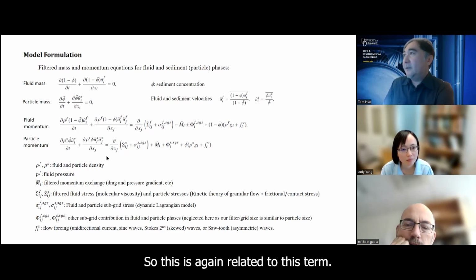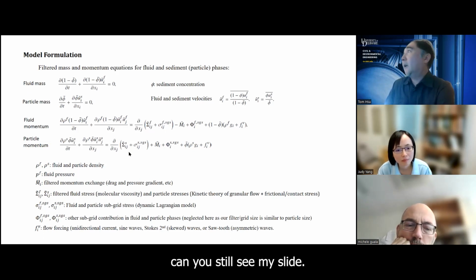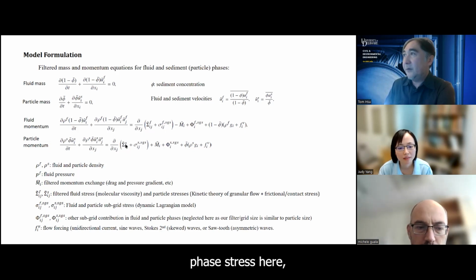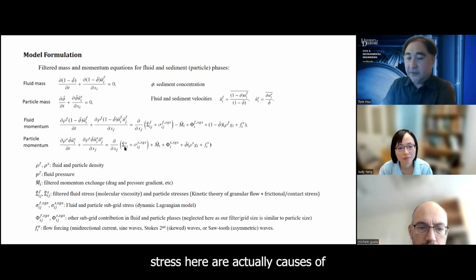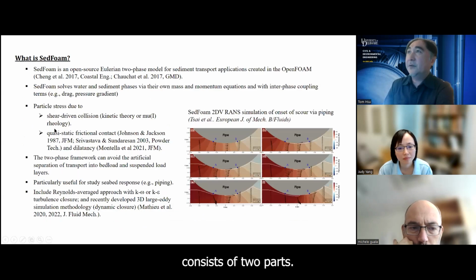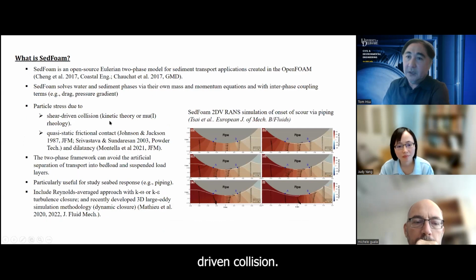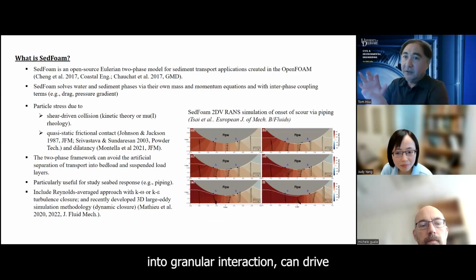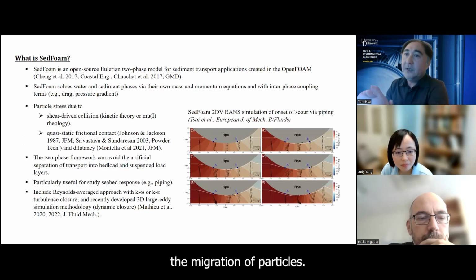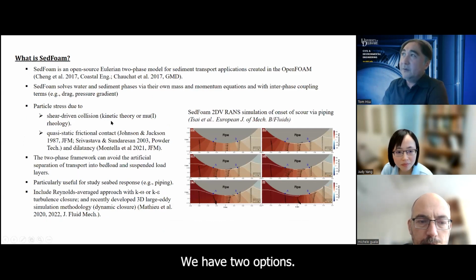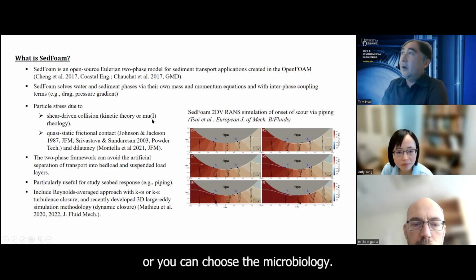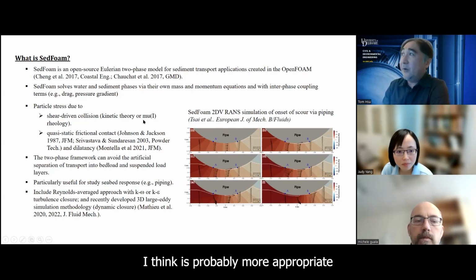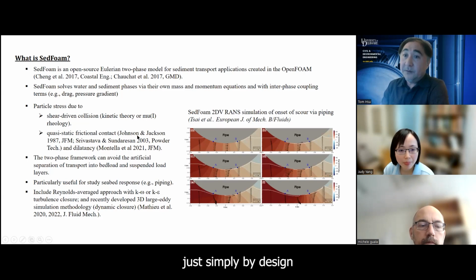Okay, thank you. Yes, this is again related to this term. Can you still see my slide? Okay, so if you can see my mouse here, we have the sediment phase stress here. It consists of two parts. One part is related to shear-driven collision. When the granular material or sediment is being sheared, the shear-driven intergranular interaction can drive the migration of particles. We have two options: you can choose to either use kinetic theory of granular flow, or you can choose the mu-I rheology. And to get to your point, for very low Bagnold number, it's probably more appropriate to use mu-I rheology, simply by design.